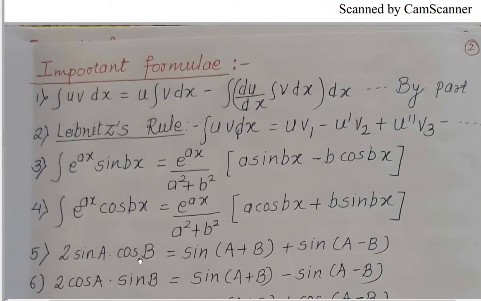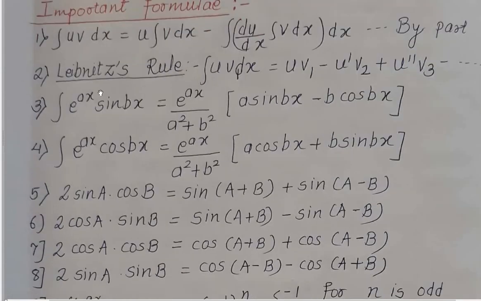Next, some important formulas we need to understand. First, integration by parts is a very important formula for solving Fourier series examples. So you all know that integration of u into v dx is u into integration of v dx minus integration of the derivative of the first function, that is u, multiplied by integration of v dx, multiplied by dx. Now one generalized rule of integration by parts is derived by Leibniz, so it is also called the Leibniz rule.